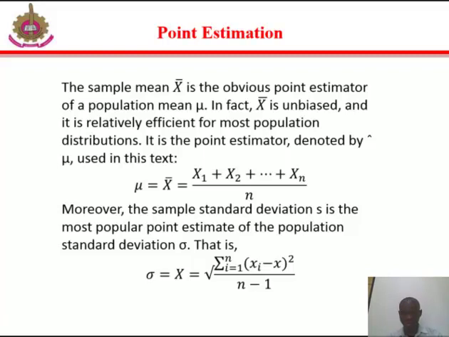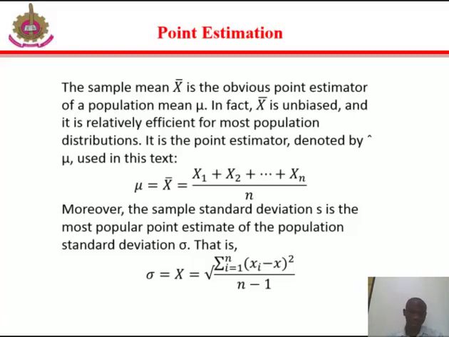A good point estimator of a parameter is one whose sampling distribution is centered around the parameter and has as small a standard error as possible. A point estimator is called unbiased if its sampling distribution centers around the parameter in the sense that the parameter is the mean of the distribution. For example, the mean of the sampling distribution of the sample mean equals the population mean. Thus, the sample mean is an unbiased estimator of the population mean.